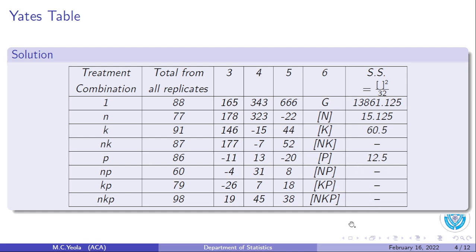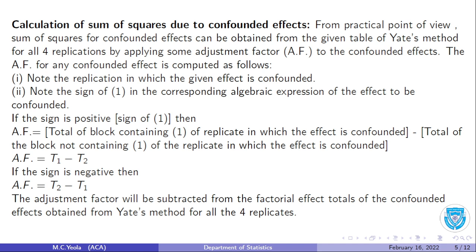Then how do we calculate the sum of squares when we have confounding? Here it is partial confounding. What is the meaning of partial confounding? It means that in all the replicates different treatment combinations get confounded; then we call it partial confounding. If in all the replicates the same treatment combination gets confounded, then that is total confounding. Here in all the replicates we have different treatment combinations confounded. So this is the problem of partial confounding.